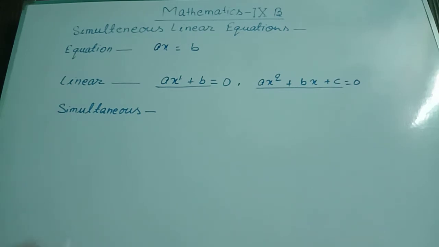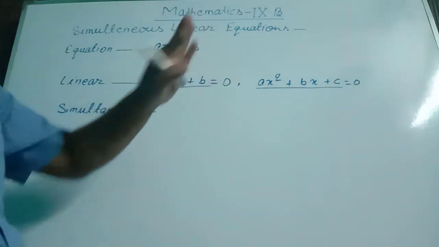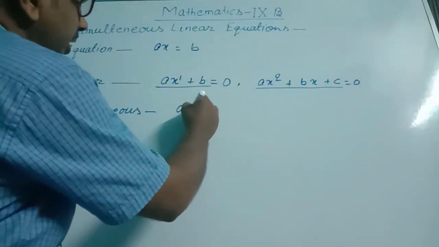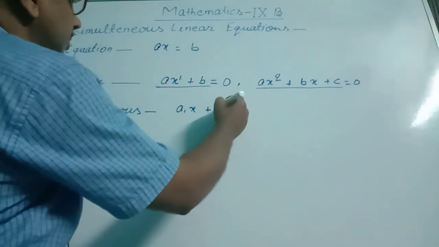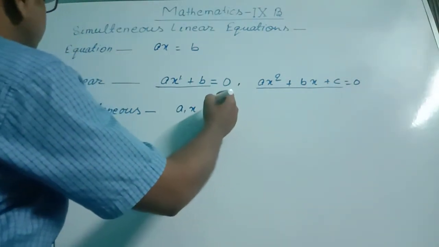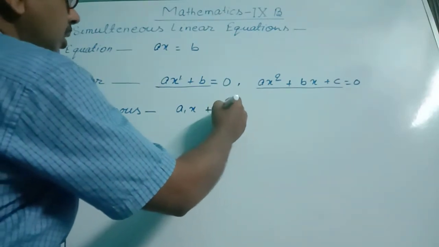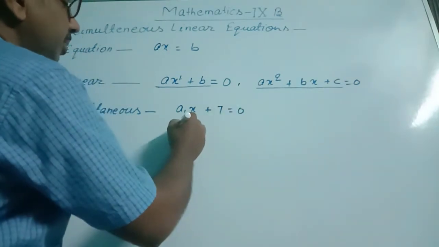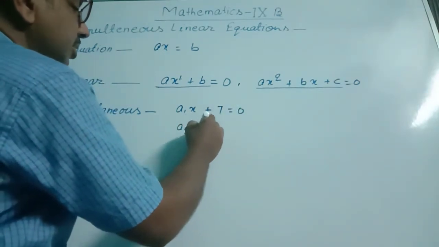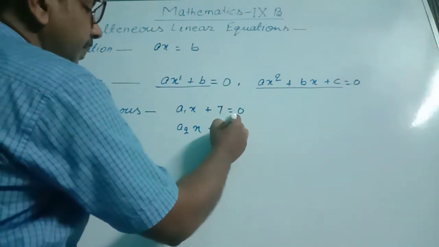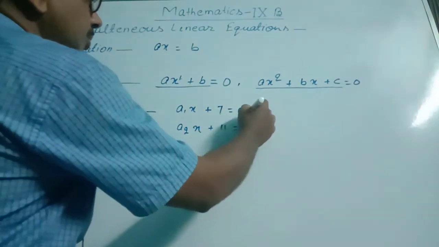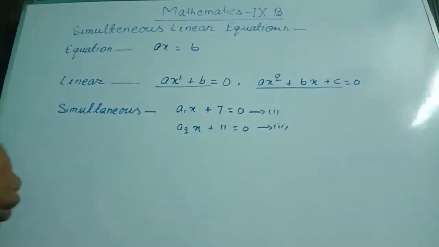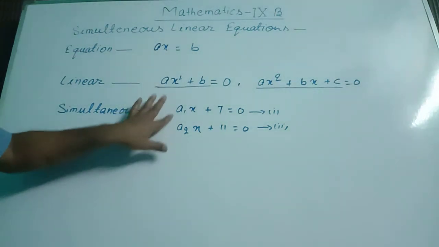Simultaneous means when two equations are given together. Suppose a1x plus 7 equal to 0. Second may be a2x plus 11 equal to 0. So these two equations are given together. So this type of equations will be called simultaneous linear equations.